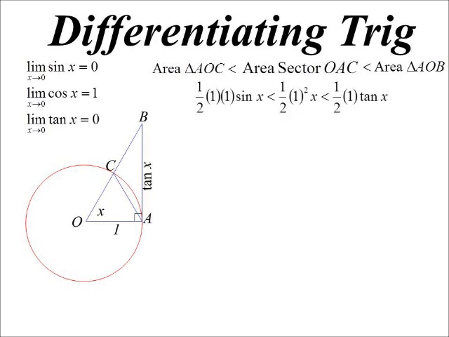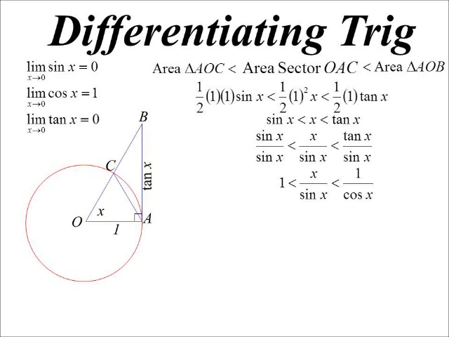So half ab sine C, the area of the triangle, is less than half r squared theta, the area of the sector, and then half base times height for the right angle triangle, tan x. Now, I'm not really interested obviously in the halves. What that gets me is this idea that x will always be in between the value of sine x and the value of tan x. And then I'm going to divide everything by sine x. If I do that, I get this interesting relationship. x on sine x is in between 1 and 1 on cos x.